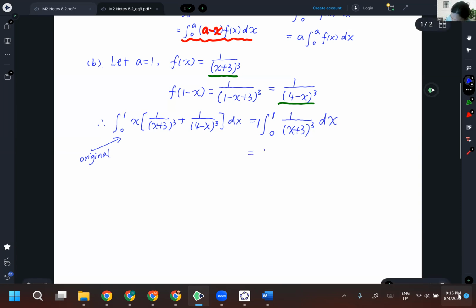So this one is the integral from 0 to 1 of (x plus 3) to the power negative 3 dx. And that is equal to 1 divided by negative 2 times (x plus 3) to the power negative 2, and this value from 0 to 1. In that case, 1 over negative 2, 1 minus 0.